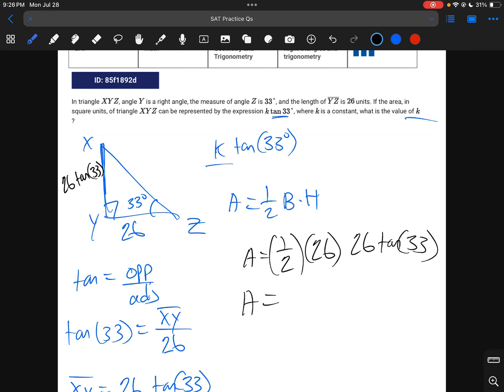So multiplying this out, you get 338 tangent of 33. And so we are in this same form, K tan of 33. So that means K is 338. And that is the last problem for today.